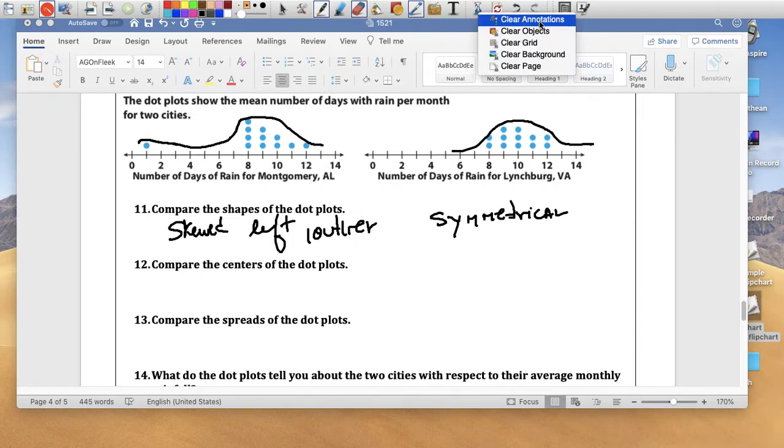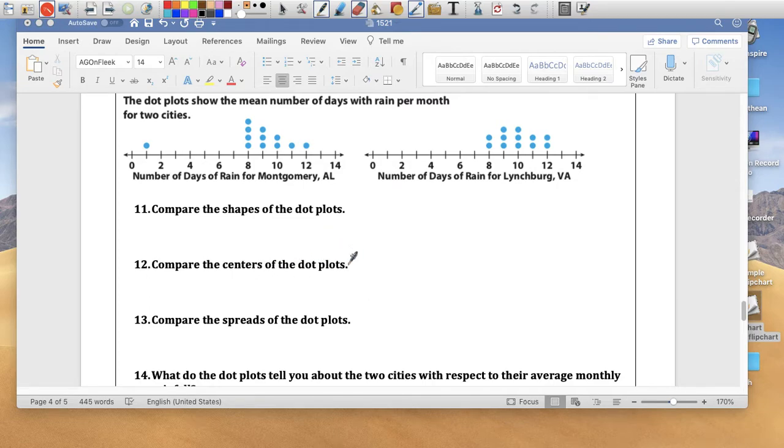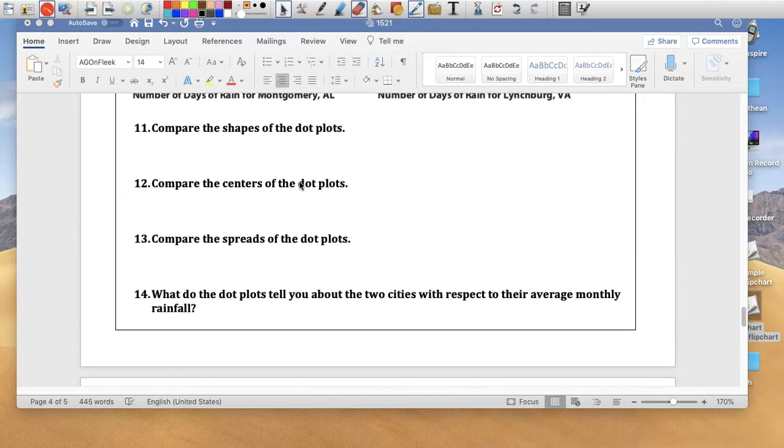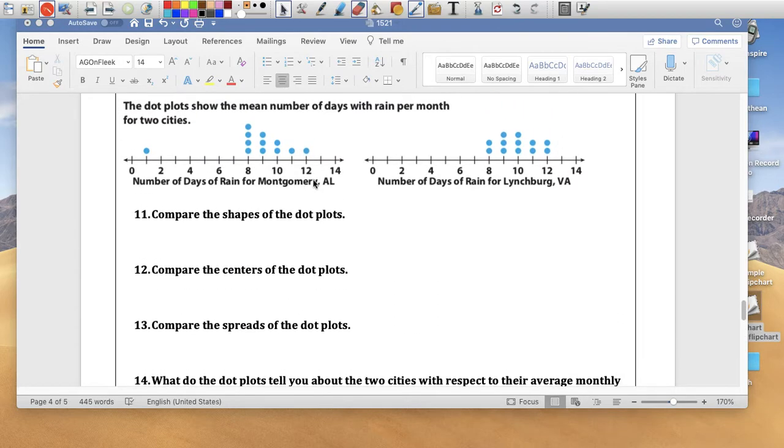Okay, so now let's calculate the centers, compare the centers. So let's talk about the mean and the median. So over here, just visually, I'll do mean and median. And then I'm going to do mean and median again for the other city. So let's do the median, because that's just visually. I don't want to line up all those numbers. Let's see, looks like the median is 9 here.